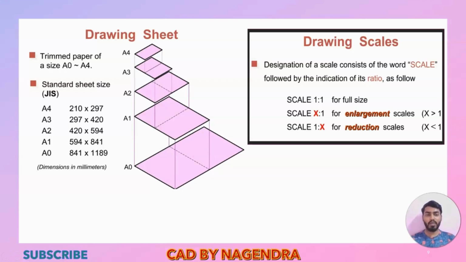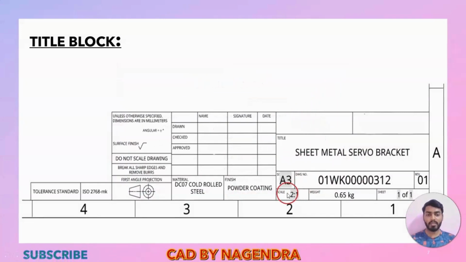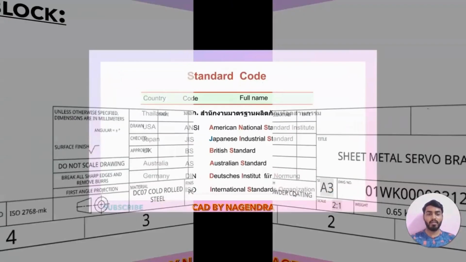Then next we are having here drawing scales. So for drawing sheets we'll be having different types of scale ratios. So designation of a scale consists of the word scale followed by the indication of its ratio. If they have mentioned scale 1:1, it is for full size scale. So let's go into the previous slide in the engineering drawing sheet. I'll show that ratio. As you can see here, the scale ratio they will be mentioning here 1:1, 1:2 or 2:1 like that.